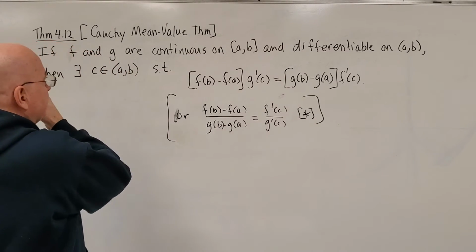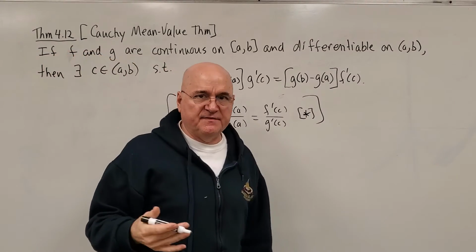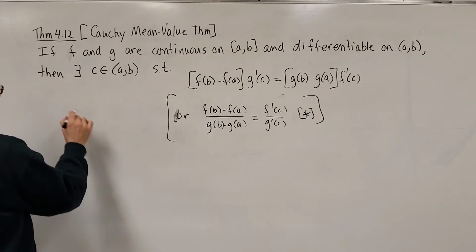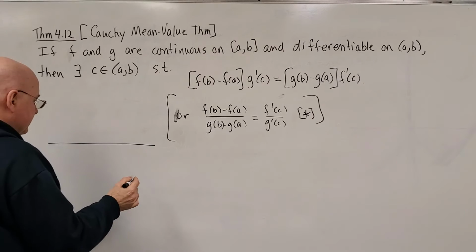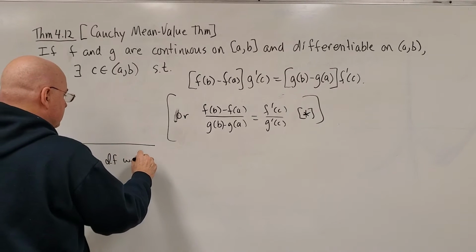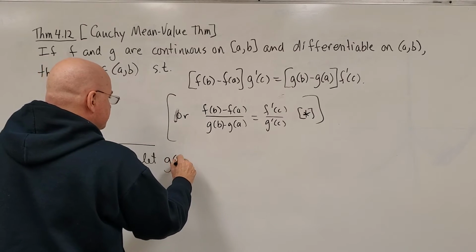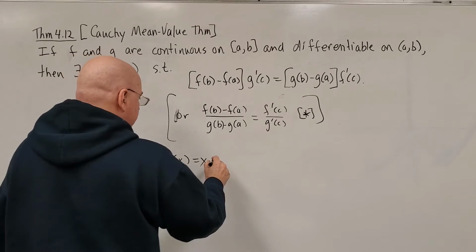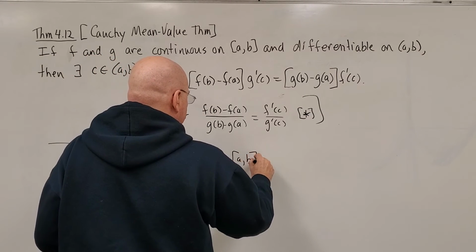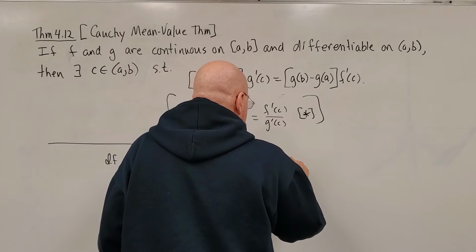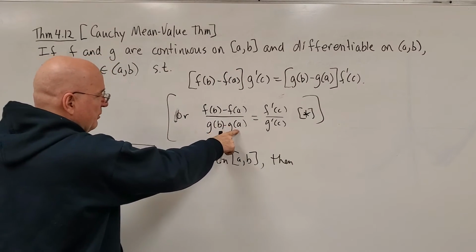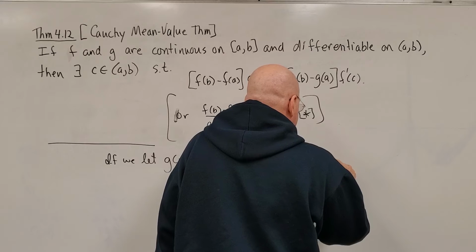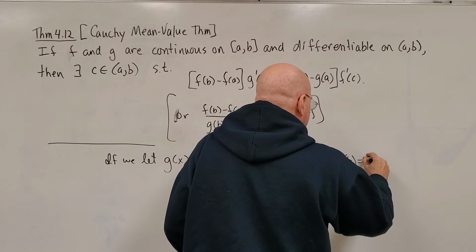Well, the Cauchy mean-value theorem, as mentioned, is a generalization of the original mean-value theorem. And, okay, that's the statement of the theorem. Just note that if we let g of x be the identity function, g of x equals x, on the interval a to b, then we know what g of b is and we know what g of a is. Since it's the identity function, g of a equals a, g of b is equal to b.